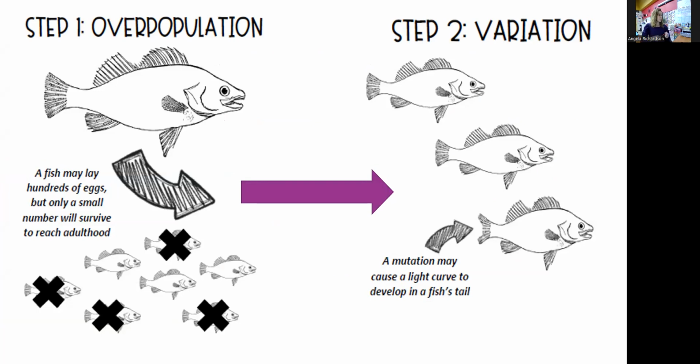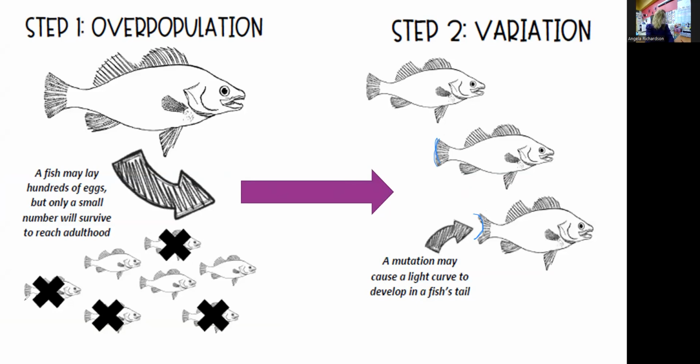Okay. So my example is that we have this fish right here, and it lays hundreds of eggs. However, there are so many little baby fish that a lot of them are going to be eaten by predators, and they're not going to survive to adulthood. Okay. But a couple of these fish maybe have a mutation, and that mutation for some reason causes the fin on their back fin to be just a little bit curved inward instead of curved outward like this.